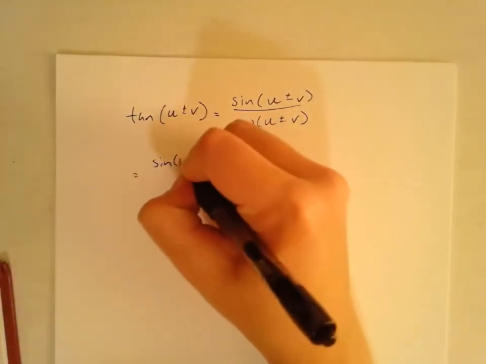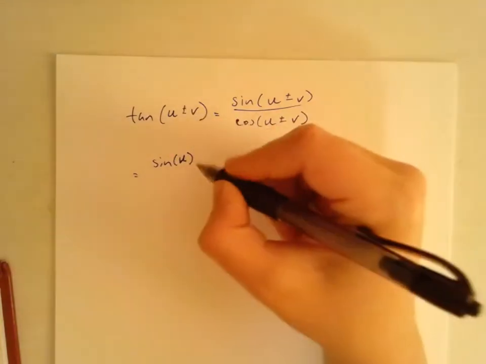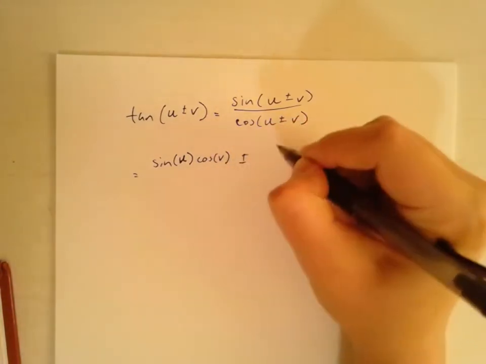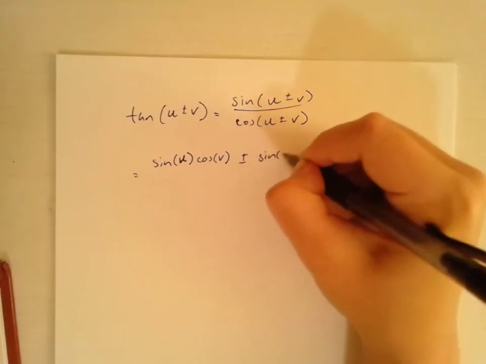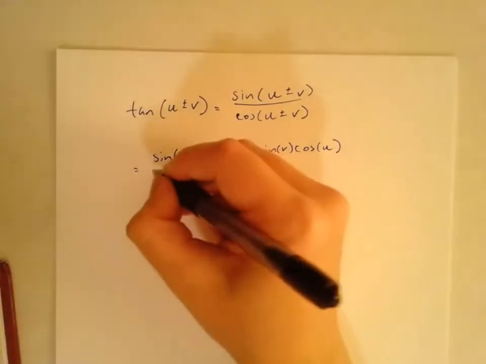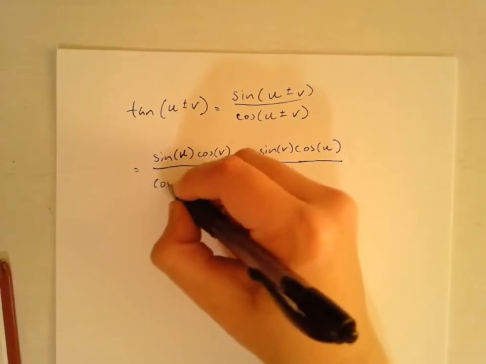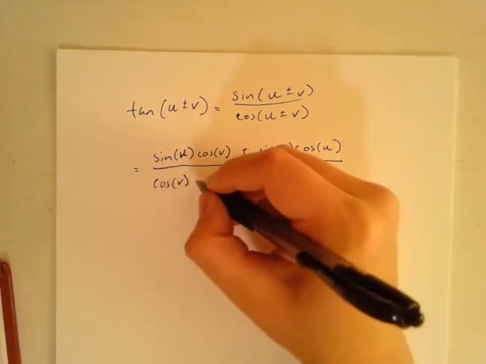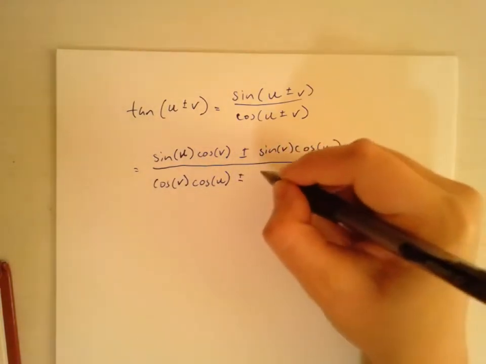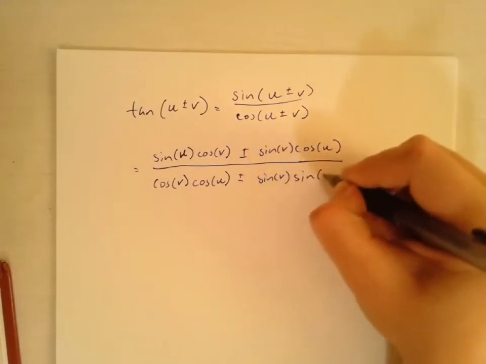sine of, well, I guess it doesn't matter which goes first, but sine of u cosine v plus or minus sine of v cosine of u. And I can put that over cosine's sum and difference, which says cosine v cosine u plus or minus sine v sine u.